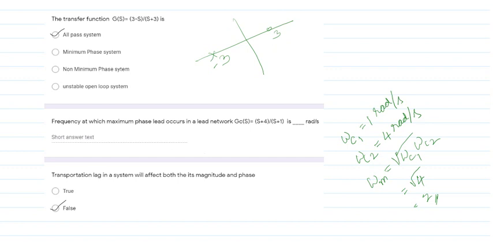Next question, the frequency at which the maximum phase lead occurs in a lead network. They have said it is a lead network. Okay, let us check whether it is a lead network or not first, right? So what I said, how to check? Just find out the ratio between ZC and PC. What is ZC?